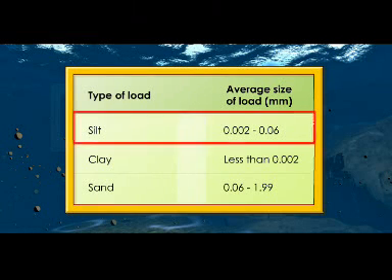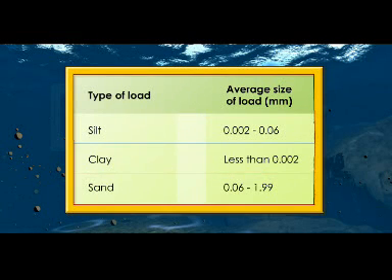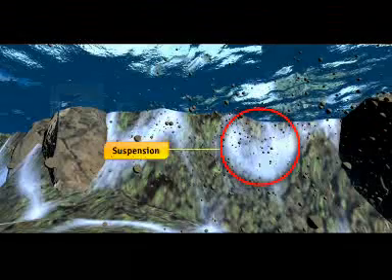Finer particles such as silt, clay, and sand form a suspension, which is carried downstream without touching the riverbed. These suspended particles give a murky appearance to the river and constitute a considerable part of the total load being transported by a river.